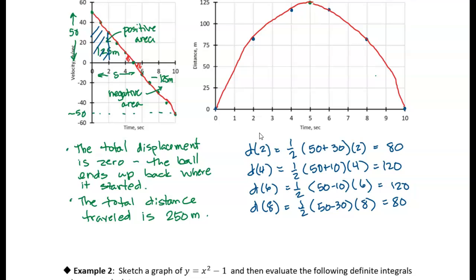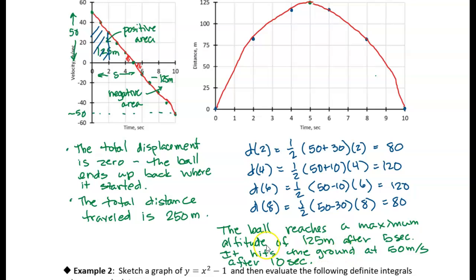The beauty of it. All right, so I guess maybe what I should do, last but not least, is just summarize the answer to the question. So what we found is that the ball reaches a maximum altitude of 125 meters after 5 seconds, and it hits the ground at 50 meters per second after 10 seconds. And we figured all of that out from the velocity curve.